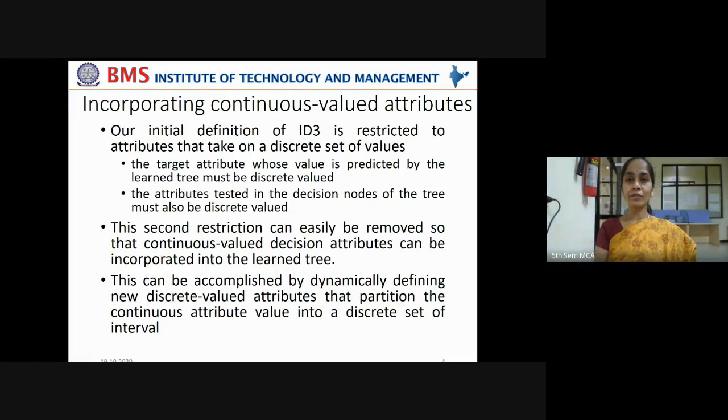Did you understand the difference between discrete valued attributes and continuous valued attributes? If there is a clear separation between the values, it is called a discrete valued attribute. If there is a clear classification or categorization between the attributes, they are called discrete valued attributes, right? But in continuous valued attributes, percentage can be any number between 80 to 100, suppose, right?